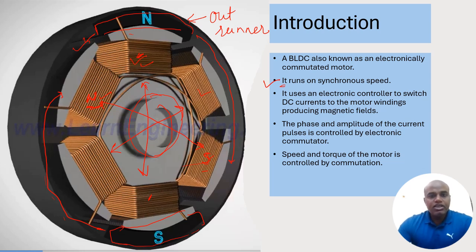And this commutation process also defines the speed and the torque, how much speed is required and how much torque is required by the motor at the particular time. So commutation can also control the speed and the torque required by the motor.